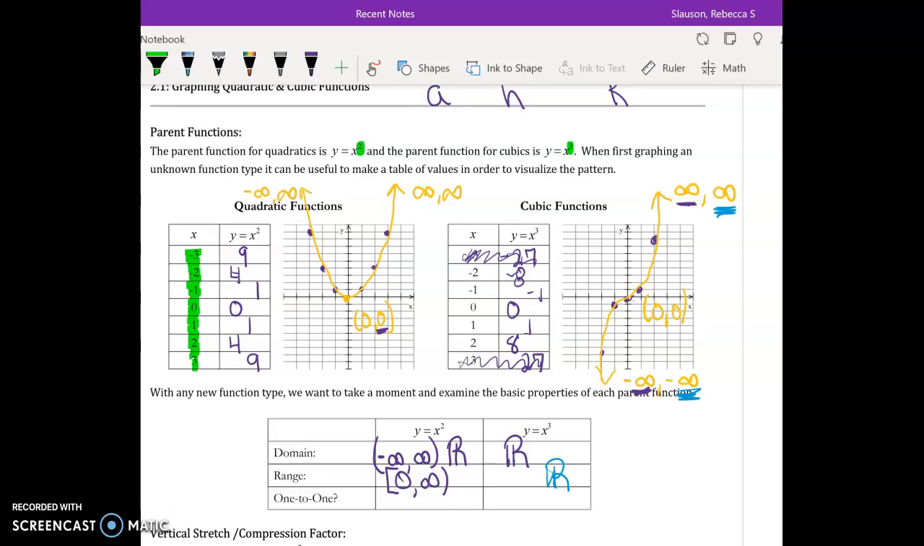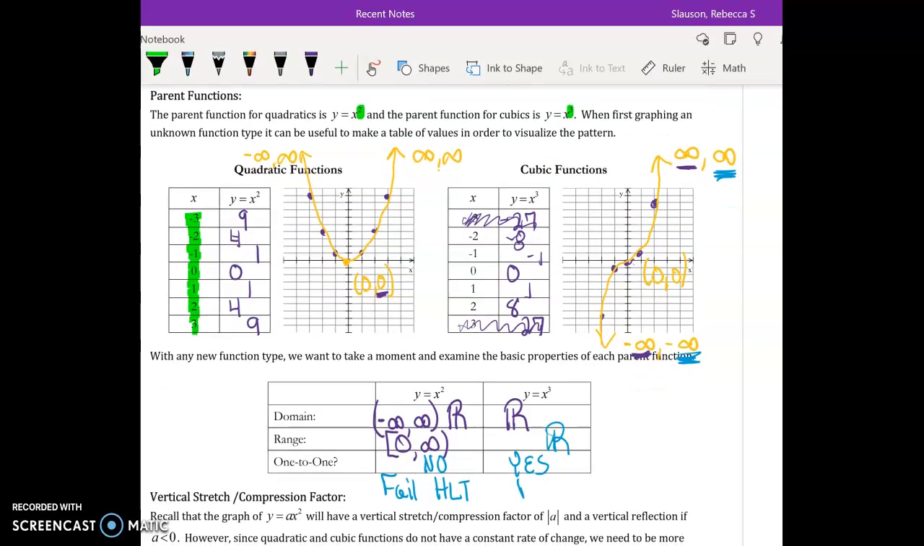All right, is it 1 to 1? I can see just from the table alone on the quadratic that x's repeat, so no, it's not 1 to 1. If you look at the picture, it is failing the HLT. The next one is 1 to 1 because none of those x or y values repeat. They're positive versus negative, but they're not the same numbers. So yes, because it passes the HLT.